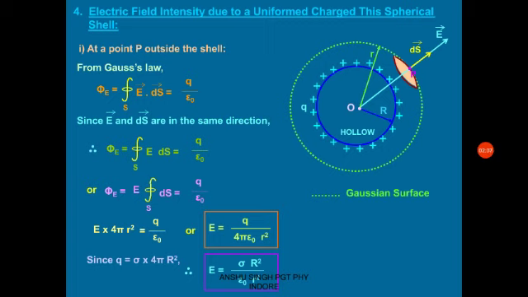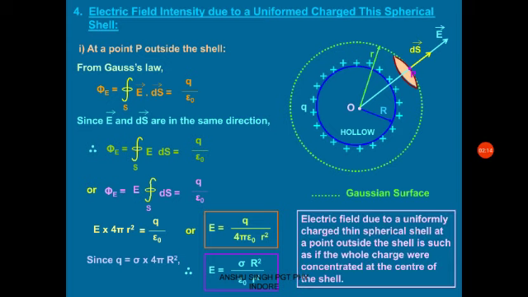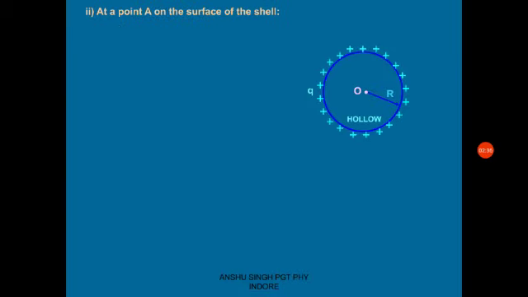We can write the same expression in the form of sigma if it is required. It is behaving like a point charge. That means the whole of the charge which is distributed at the periphery of the shell is concentrated at the center of the shell. That's why it is behaving like a point charge. Expression is as of a point charge.